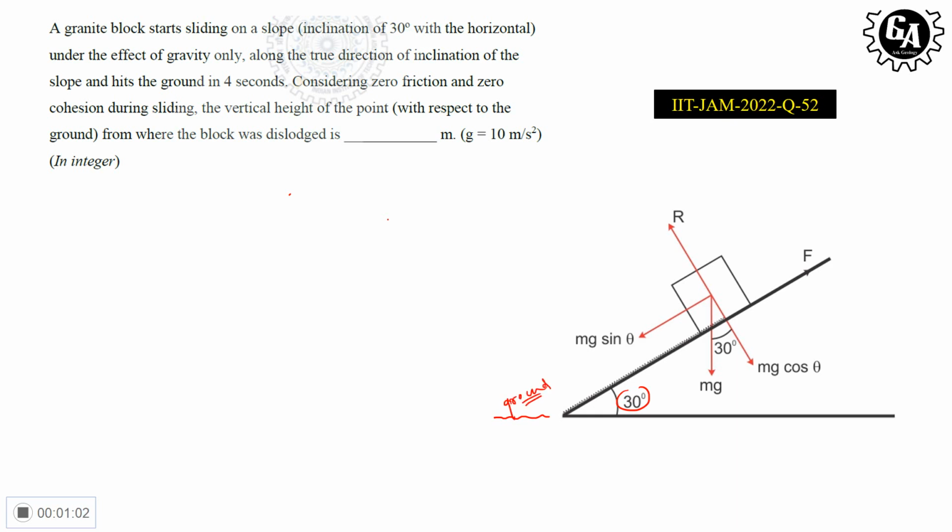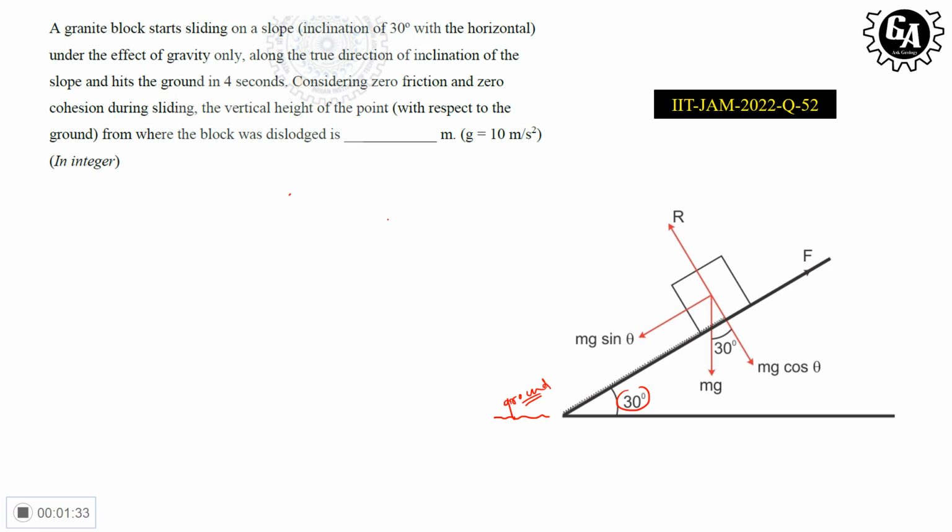Considering zero friction and zero cohesion, we are considering that this particular plane is frictionless and has zero cohesion. Cohesion means the force of attraction between two solids. That is cohesion, and adhesion is different: adhesion means solid and liquid.